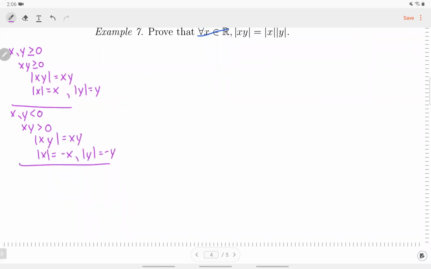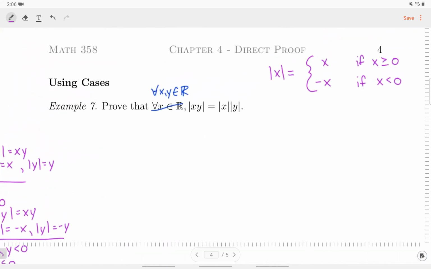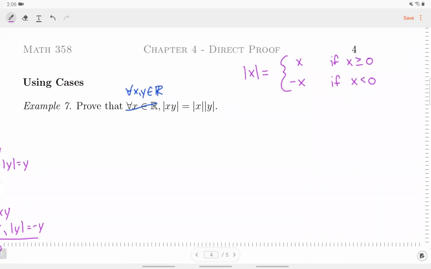All right. What else is possible? One's positive, one's negative. So then what happens when I do x times y? It's negative, or it could equal 0, but that's not going to be an issue. Because if x is 0, technically I could get equal 0. But let me look at my piecewise function for a second. If I plug in 0 into my absolute value function, does it actually matter which part of the piecewise function I plug 0 into? Will it change my answer? No, because negative 0 is the same thing as 0. So the absolute value of 0 is 0, and that is negative 0. So that's not a problem.